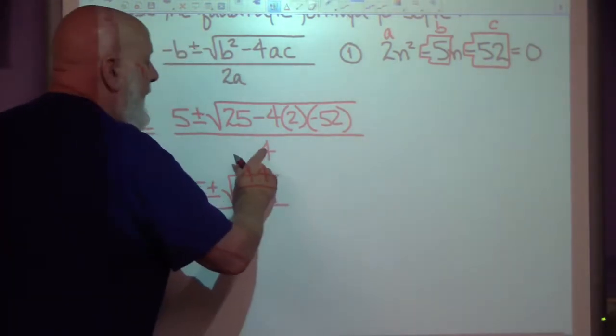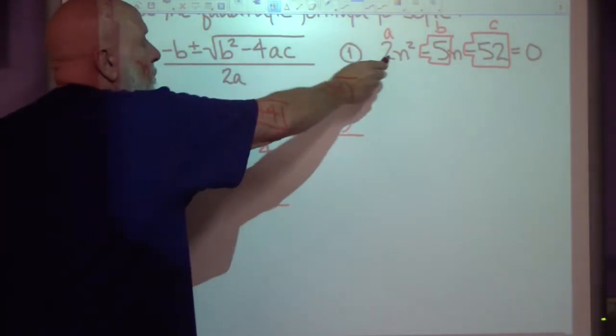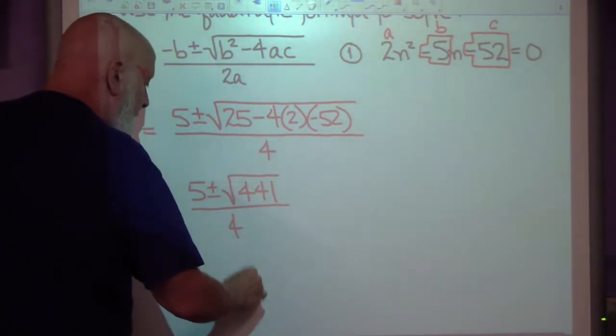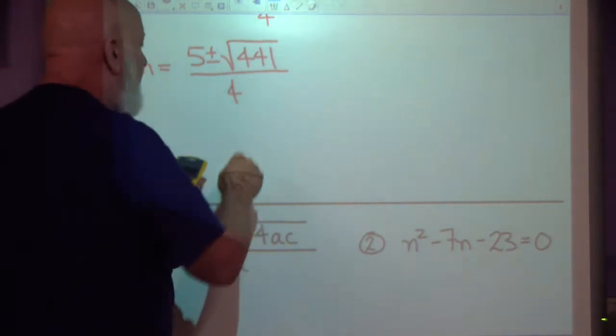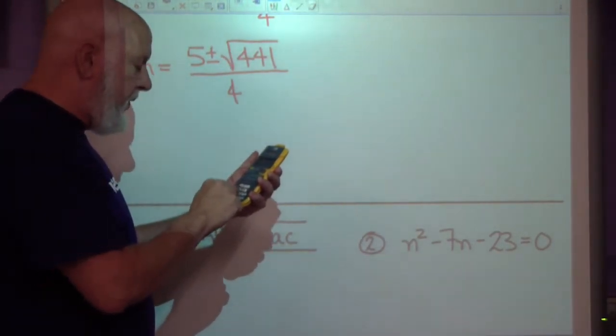In the bottom, we did that in our heads. 2 times 2. 2 times 2 is 4. And now we're going to simplify this a little bit. This is 5 plus or minus... well, what is the square root of 441? Square root of 441.